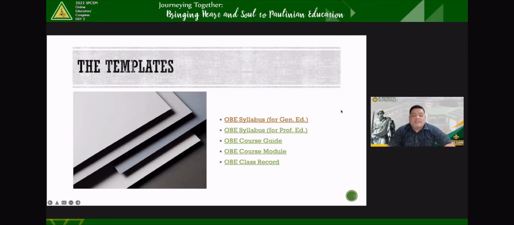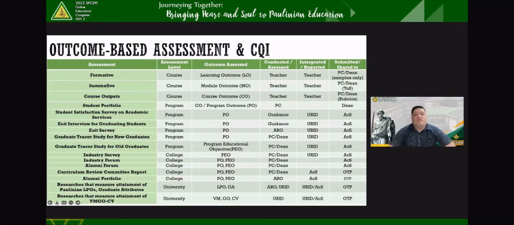And lastly, as part of the OBCDDRE manual, we also identify the following assessment and evaluation schemes. So for the CQI or OBA, outcome-based assessment, we identified some of these assessments on each particular level. So formative and summative and course outputs, this will be for the course level. For formative, the outcome assessed is the lesson outcome. For summative, the outcome assessed is the module outcome. For course outputs, the outcome assessed is the course outcome. So these will be conducted by the teacher, or interpreted and reported by the teacher, and submitted or shared to the dean, TC. And then for the program level assessments, we identified student satisfaction survey, exit interview for graduating students, exit survey, graduate tracer study for new graduates, and graduate tracer study for old graduates.